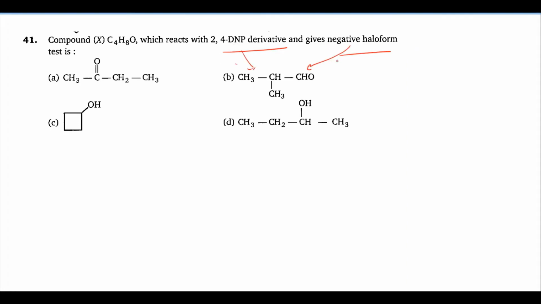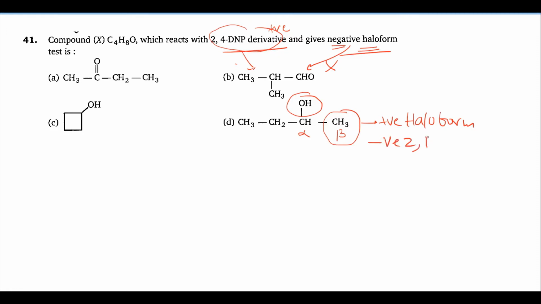That means you have to check through the options for the compound that will give a positive 2,4-DNP test and a negative haloform test. Okay, so you can see here this is an alcohol. But our condition is that it reacts with 2,4-DNP, meaning a positive test with 2,4-DNP and a negative test for haloform. So this is the reverse condition. This is an alcohol, with an alpha carbon on one side and a beta carbon on the other side. So it is a secondary alcohol with a beta carbon. It gives a positive haloform test.